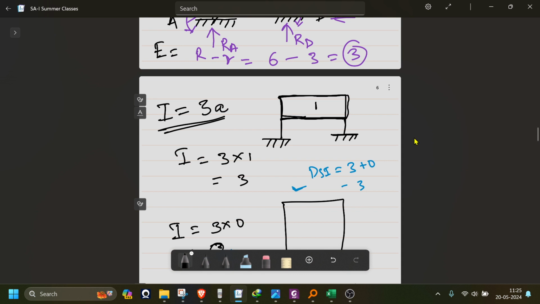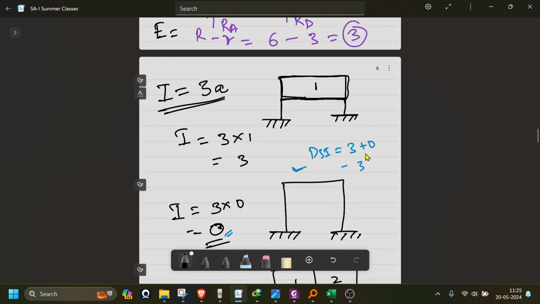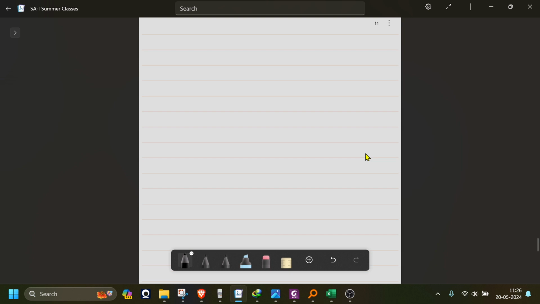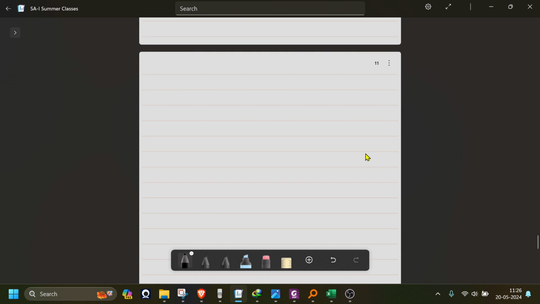In the next class, we'll take the easier one. Either we will take the moment area method, or we will take the conjugate beam method. It is better if you go for the conjugate beam method. So in the next class, we will take the conjugate beam method.